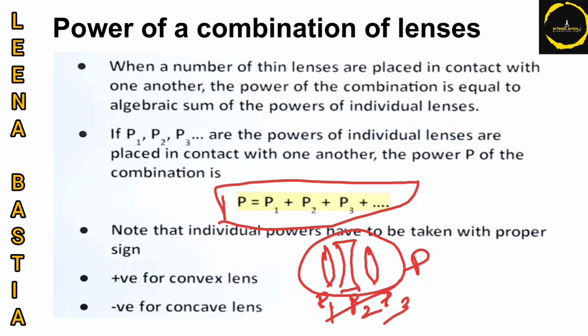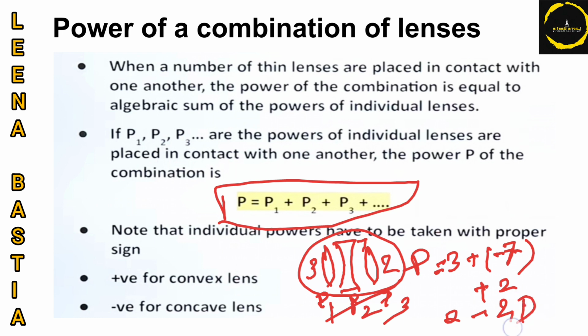Suppose in the first case, the power is 3, this is 7, this is 2. So what we can write, it is the simple summation, addition I told you. So it has to be 3 plus what? It has to be minus 7, because it is a concave lens and the focal length is negative. So the power of a concave lens is also negative. And the last one is how much? It is 2. So it becomes minus 2 diopter. The answer is minus 2 diopter.